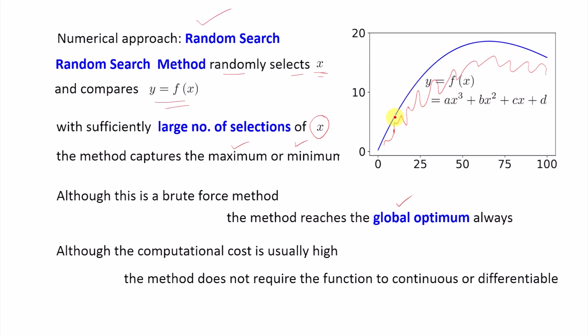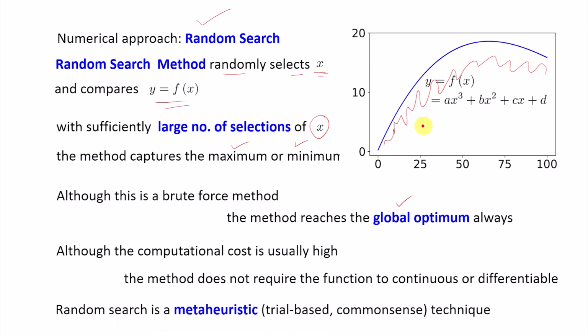The computational cost will be pretty high depending on the domain size. You may have millions of trials to check. But then it doesn't have any other constraint. It could be any type of function. The function may not even be continuous or differentiable for applying this technique. You will see later on we'll discuss many elegant techniques, but then we have to differentiate and sometimes double differentiate the function. But here we do not have that kind of requirement.